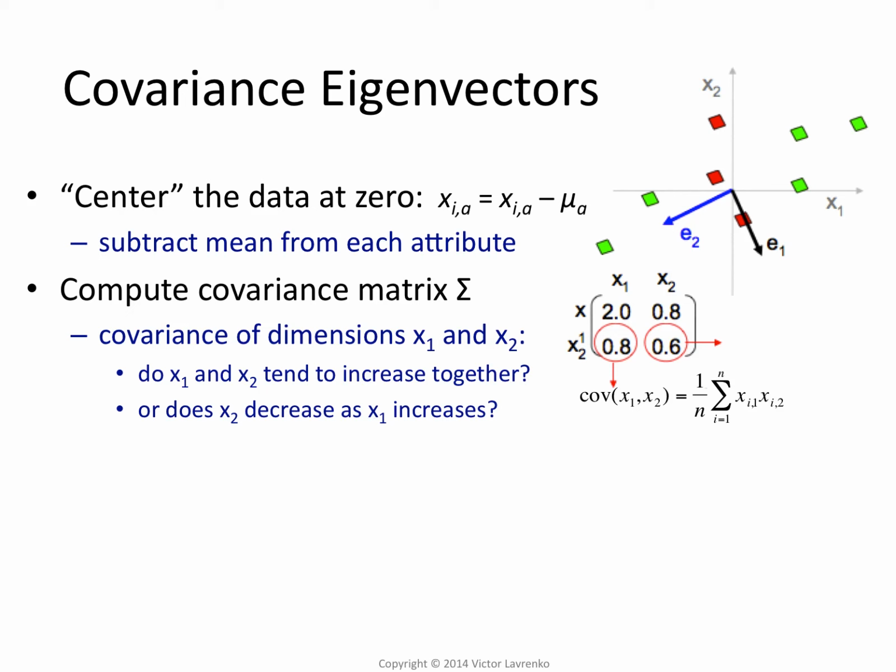For the red points, one attribute is above the mean and the other one is below the mean. So for that point, for example, x1 is smaller than 0 and x2 is bigger than 0, so you're going to get a negative number in that sum. That will decrease your covariance between attribute 1 and attribute 2.